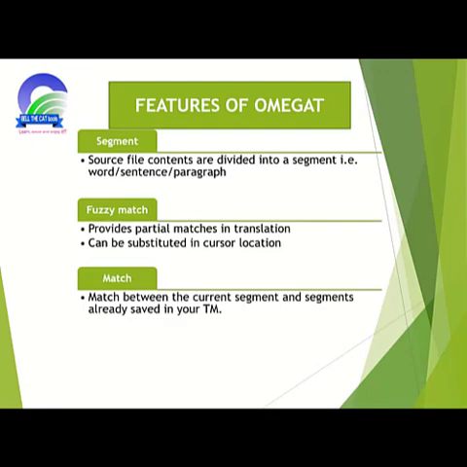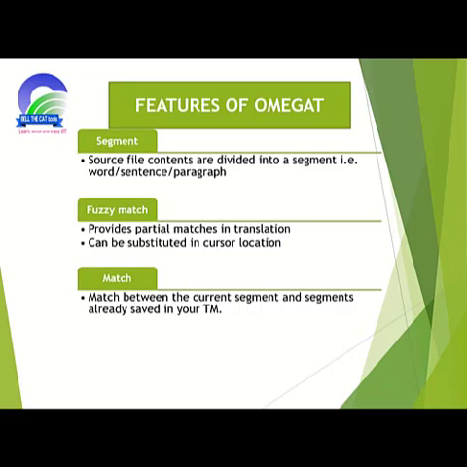What are some other features? Segment. A segment can be a word, a sentence, or a paragraph. For example, if you are going to translate a paragraph, it will not appear as a paragraph in a CAT tool. Mostly it will appear as a segment. So a segment may comprise a word or a sentence. Sometimes it can be a paragraph without a full stop. Sometimes your segmentation can be set to paragraph, and you will get one paragraph in one segment, and you have to translate that entire paragraph. Fuzzy match is a partial match in translation, like 51% to 99%. It can be substituted.